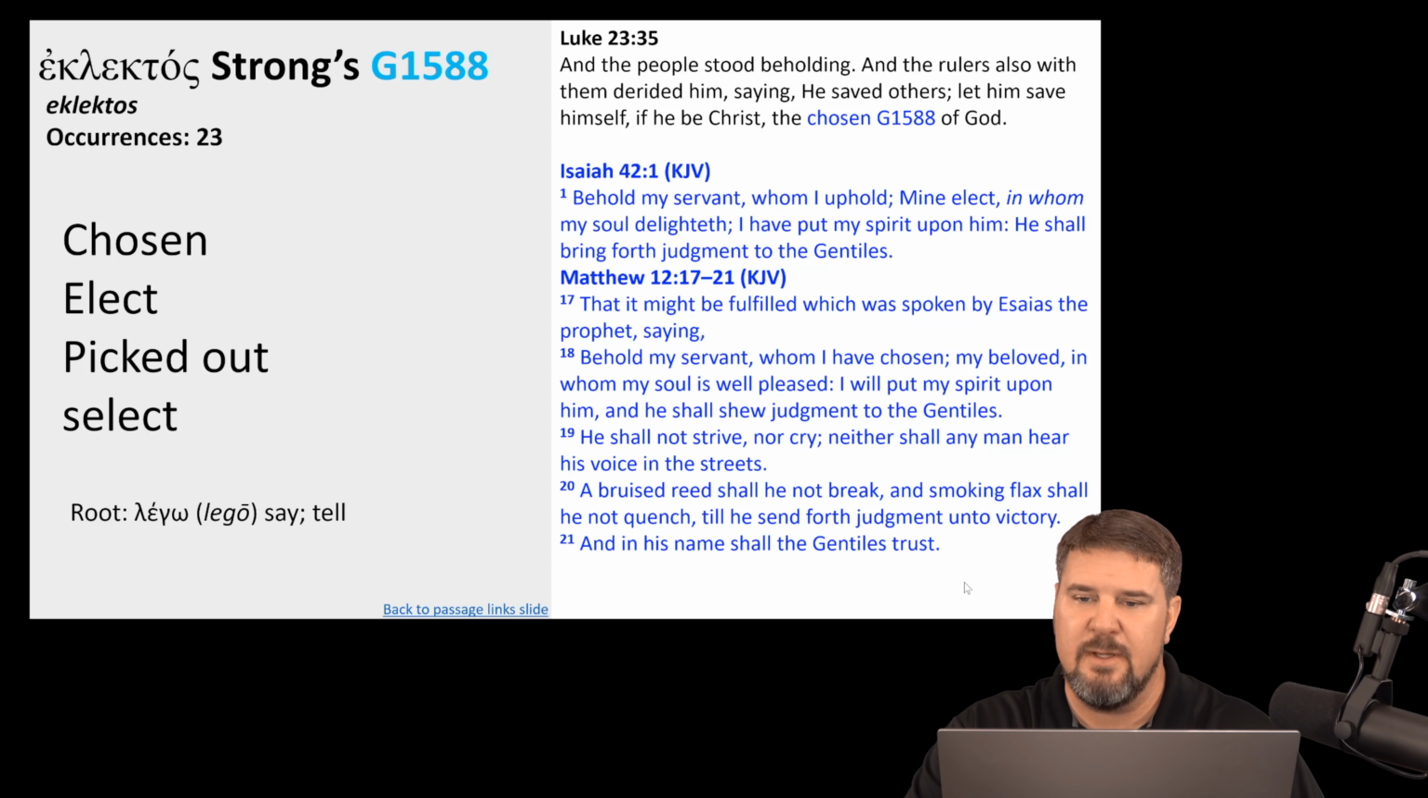Luke 23:35, "And the people stood beholding, and the rulers also with them derided him, saying, He saved others, let him save himself, if he be the Christ, the chosen one of God." So it is a very common understanding that Christ, the anointed one, whoever it was going to be, would be the chosen one of God. And that goes back to Isaiah 42:1. "Behold, my servant whom I uphold, mine elect, in whom my soul delighteth," elected to serve in a certain capacity. And then in Matthew chapter 12, verses 17 through 21, that passage is read and very clearly applied to Jesus Christ.